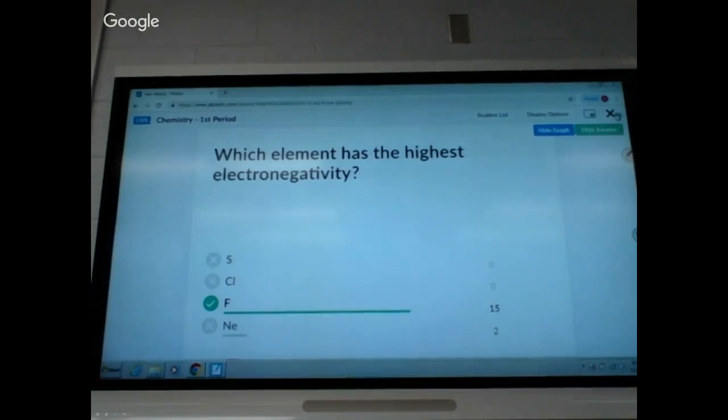I had 2 people pick neon. What did they forget? It can't be a noble gas. Only ionization energies have noble gases. Okay?